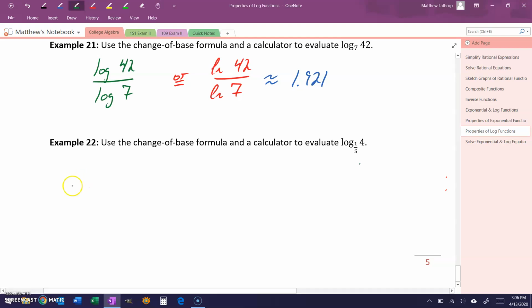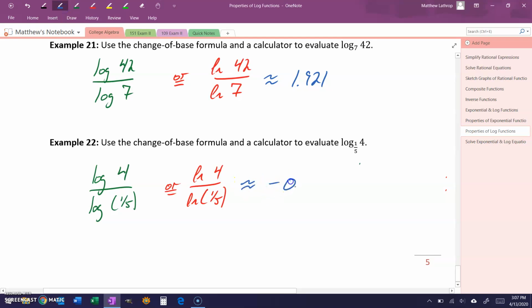In example 22, we can apply the same approach. We'll take the log of 4 over the log of the original base, which in this case was 1/5. Or again, we can take the natural log of 4 over the natural log of 1/5. Regardless of which new base we use, we get approximately negative 0.861.